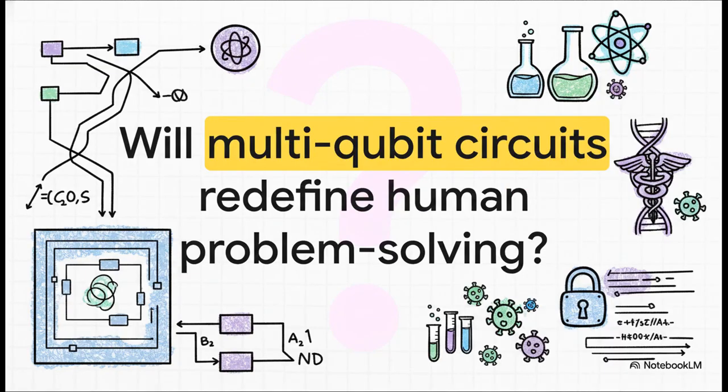So we've journeyed all the way from the linear algebra of a single probability amplitude to the massive unitary matrices of highly entangled circuits. And it leaves us with a pretty incredible question. As we master this mathematical language and successfully build larger, stable quantum circuits, what massive, previously unsolvable problems in chemistry, medicine, and cryptography will we mathematically conquer next?